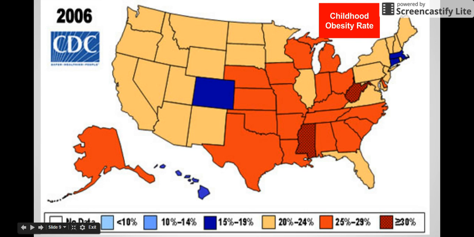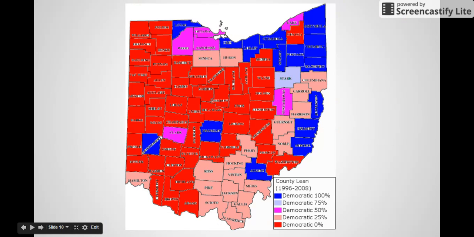Here is a special purpose map that shows childhood obesity rate by state. You can use the scale, the legend at the bottom to tell you what each of these different colors represent. Here's a map of Ohio that shows which counties are primarily Democratic versus Republican.